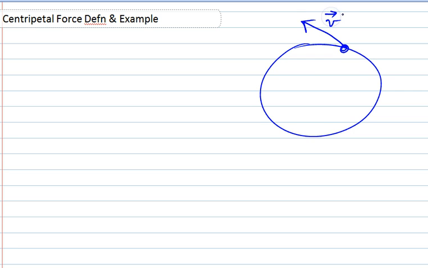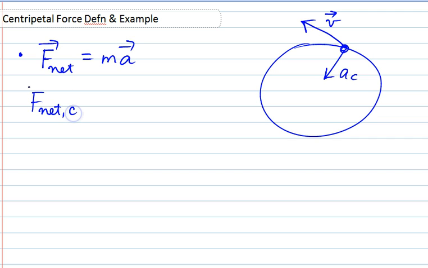And you might recall that if we have something going in a circle, at any time its velocity is tangent to the circular path, and the acceleration is perpendicular, or points towards the center. Now we know from Newton's second law that F net equals ma, and that's true in circular motion as well. And what we say is that there is a net centripetal force that is equal to m times the centripetal acceleration.